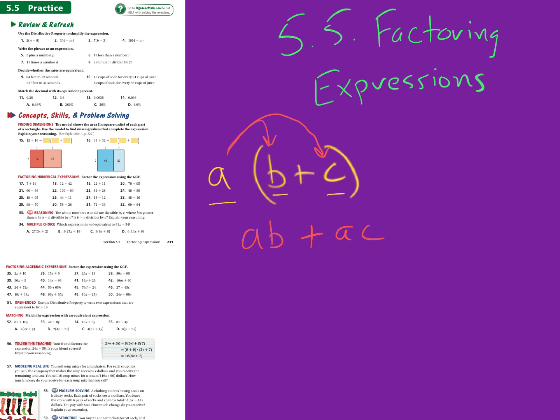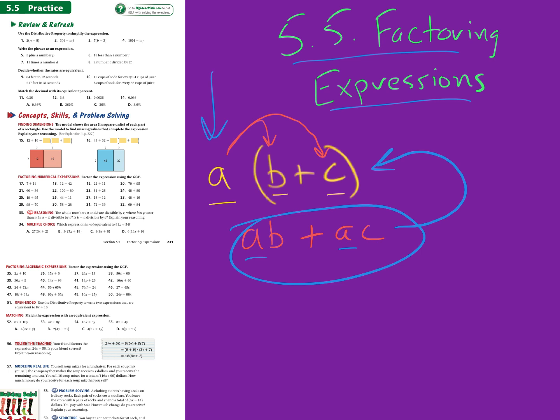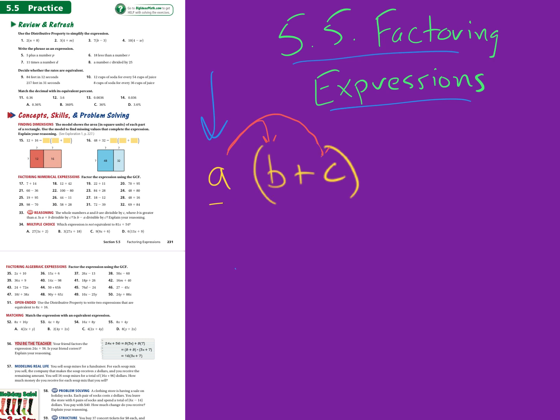For this lesson on factoring expressions, to factor an expression means to pull the factor out of the expression. And all that means is we're going to be taking this and we're going to be going backwards. So we're going to be pulling out the common factor and putting it on the outside of our brackets in an expression. Okay, so for 5.5, we're just going to go backwards from 5.4. So let's take a look at a few sample problems. Erase all this.